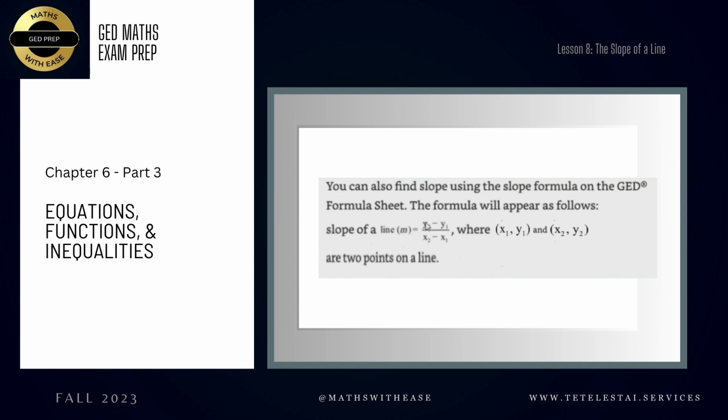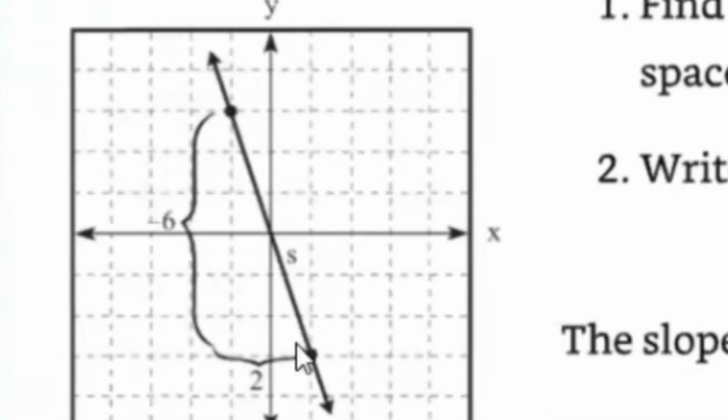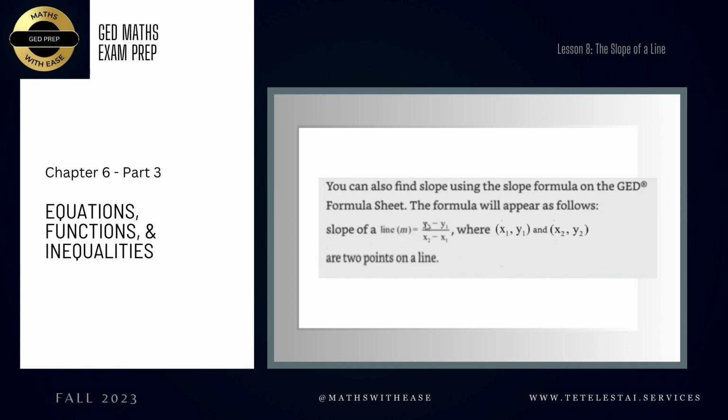The formula will appear as follows. The slope of a line, M, equals y2 minus y1 over x2 minus x1, where x1, y1 and x2, y2 are 2 points on the line. So for example, you can consider this your x1, y1, and you can consider this point your x2, y2. This is just telling you that this is standard notation for finding the slope of a line using 2 points on a line.